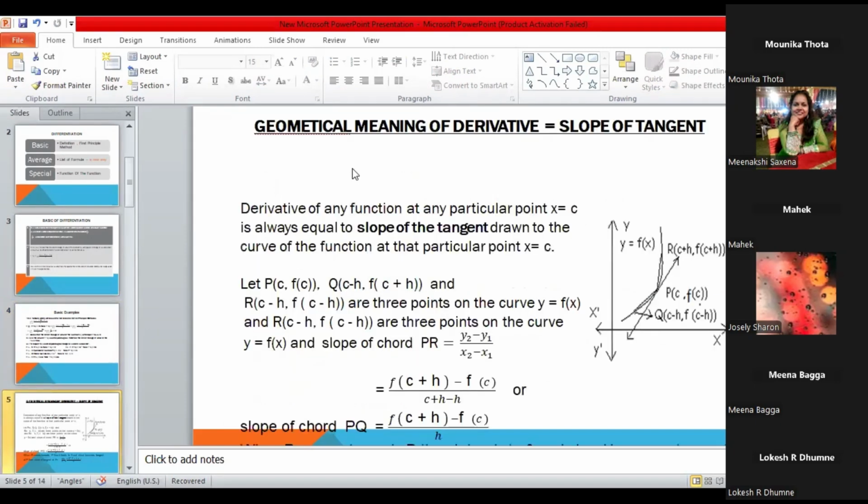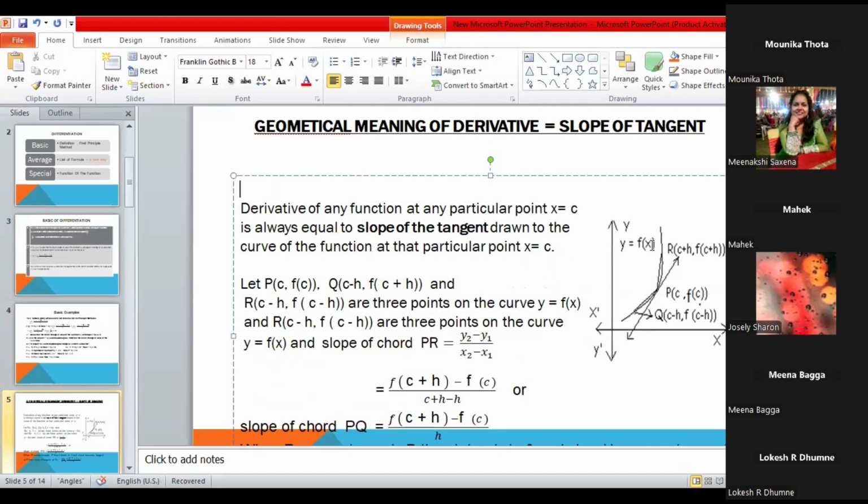geometrical meaning of derivative. We know that derivative is also known as slope of tangent. And this is a very common content which is given in books to explain the geometrical interpretation of derivative. Here what we say, we simply take 2 points on a curve of any function. Let x equal to c be a point where we are trying to get the slope of tangent. Firstly, we take it as a chord.